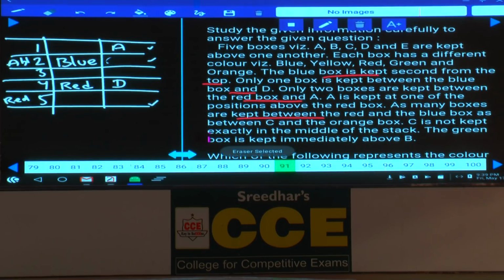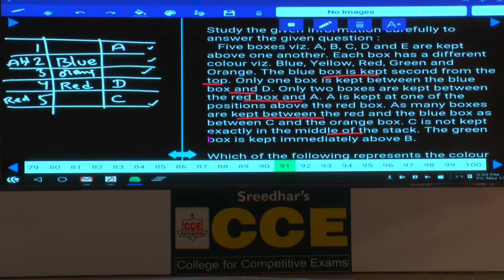As between C and orange there must be only 1 box, where should this C be? C can be either 3rd place or 5th place. And C is not kept exactly at the middle of the stack. Exactly at the middle of the stack is not possible, and C is here. If C is here, orange will be here. Done with this? And next one.